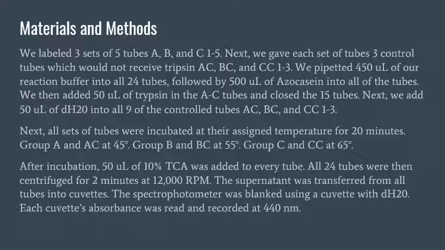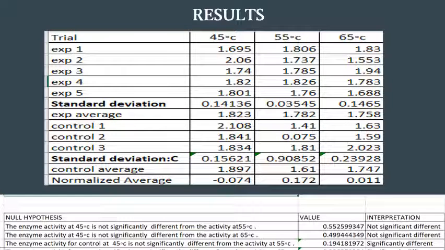The supernatant was transferred from all tubes into cuvettes, and the spectrometer was blanked using a cuvette with DH2O. Each cuvette absorbance was read and recorded at 440 nanometers. And this was our result.